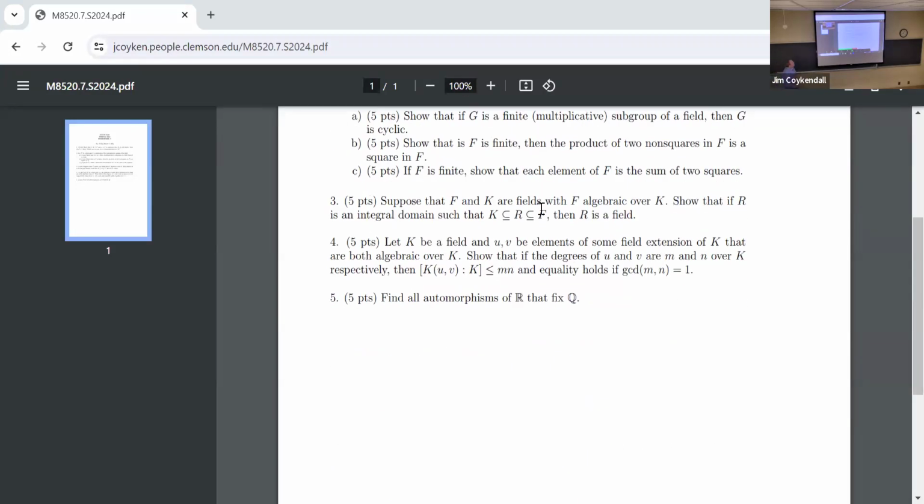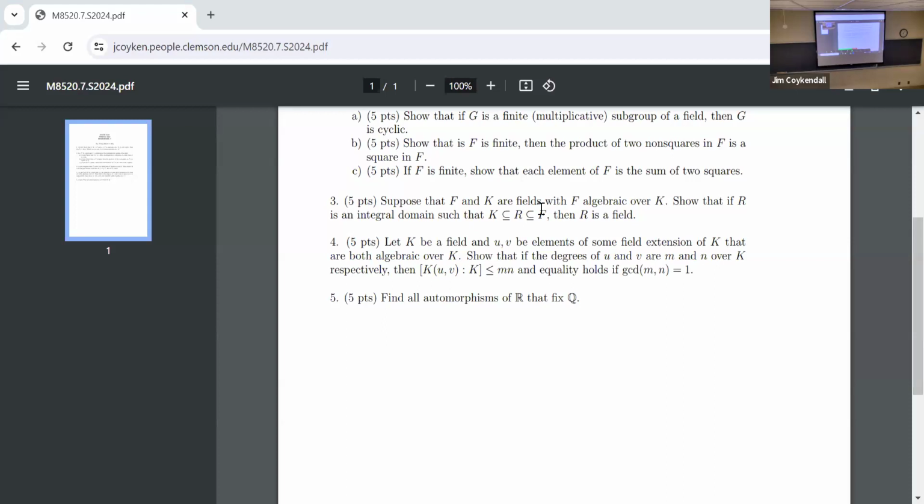Number 3. Suppose that F and K are fields, and F is algebraic over K. F, by the way, doesn't even have to be finite. It just has to be an algebraic extension. Show that any integral domain that you can jam in between K and F has to also be a field, right? So if you've got an algebraic extension and you can put an integral domain between, that integral domain has to be a field.